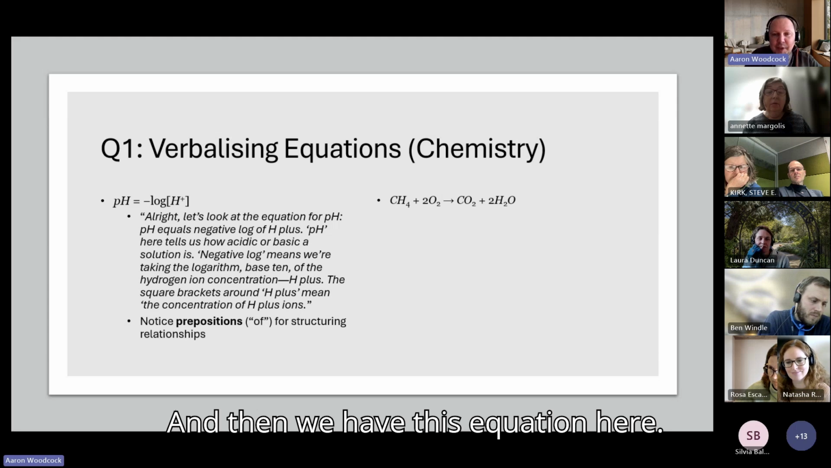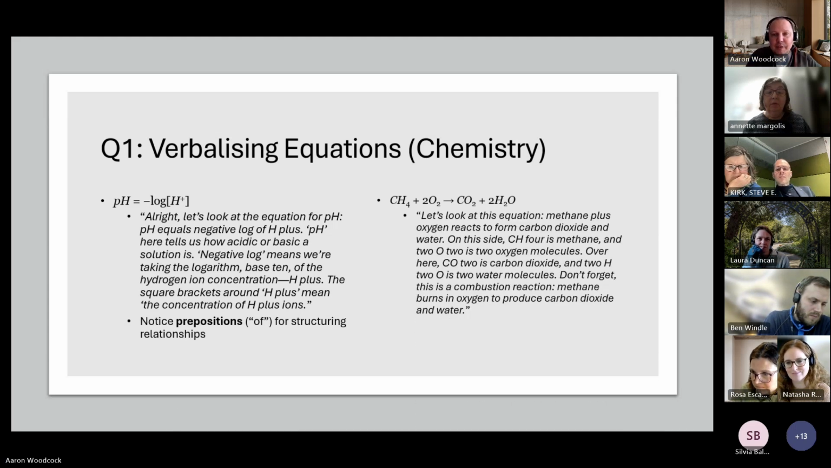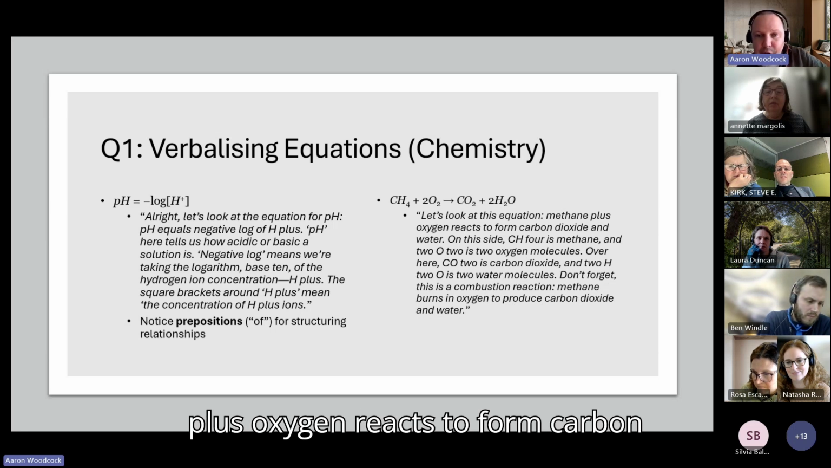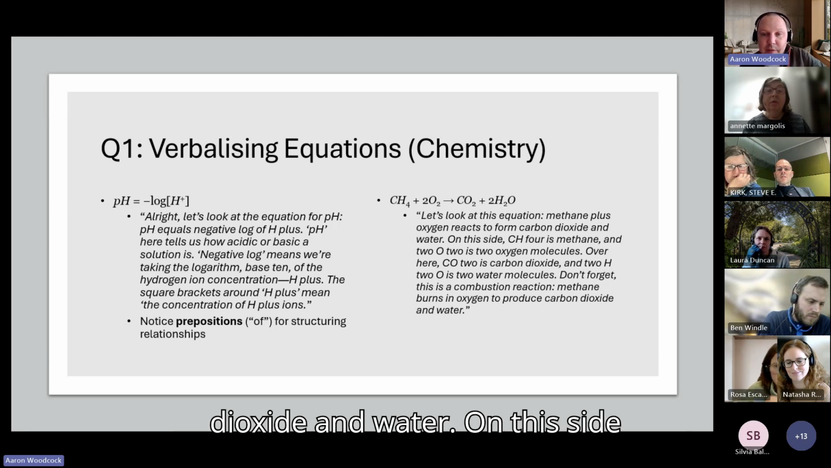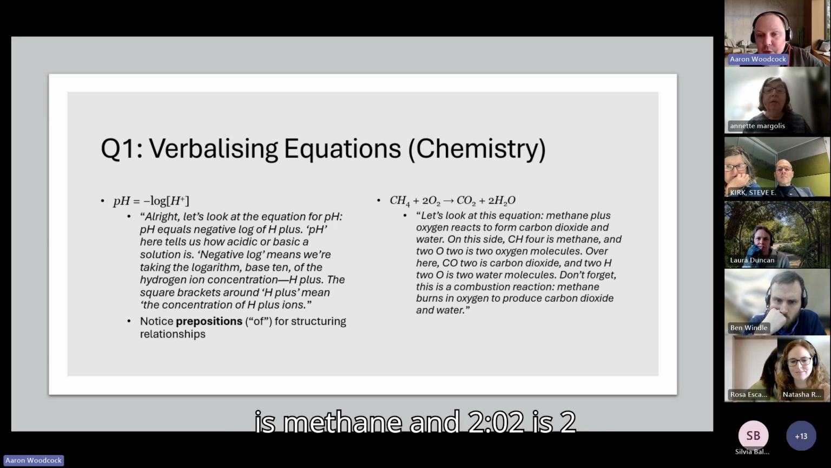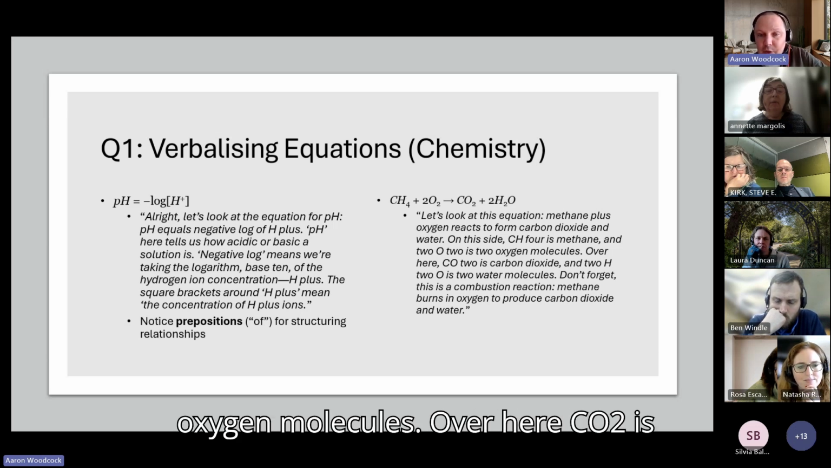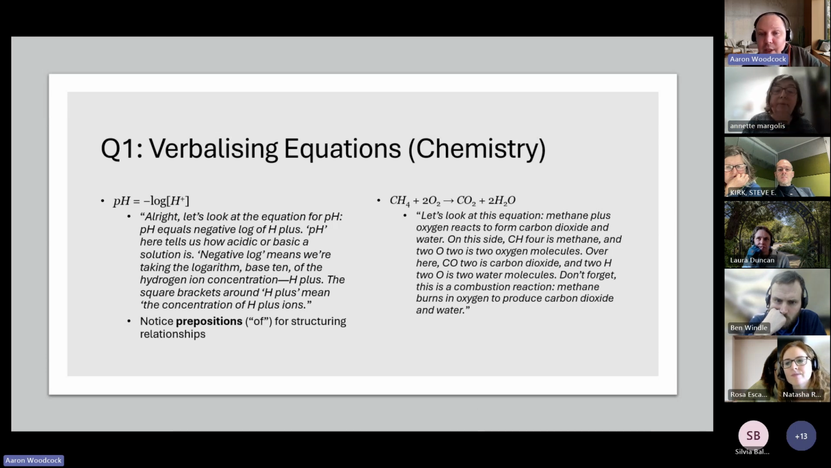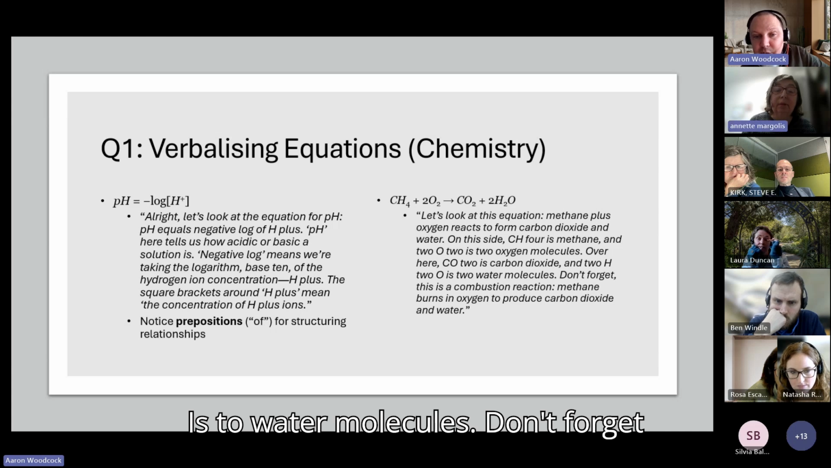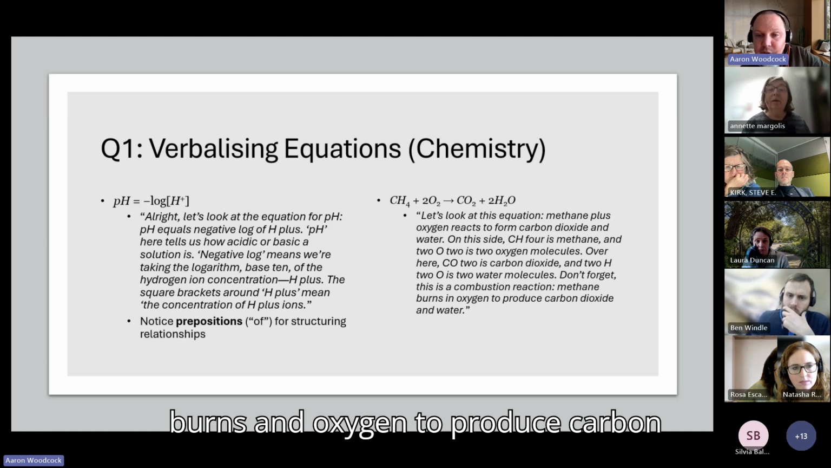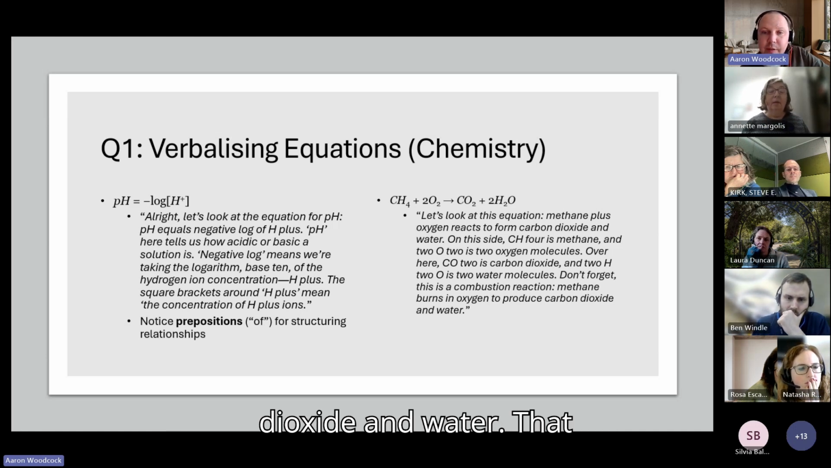And then we have this equation here. Let's look at this equation. Methane plus oxygen reacts to form carbon dioxide and water. On this side, I'm pointing to the left. CH4 is methane and 2O2 is 2 oxygen molecules. Over here, CO2 is carbon dioxide and 2H2O is 2 water molecules. Don't forget this is a combustion reaction. Methane burns in oxygen to produce carbon dioxide and water.